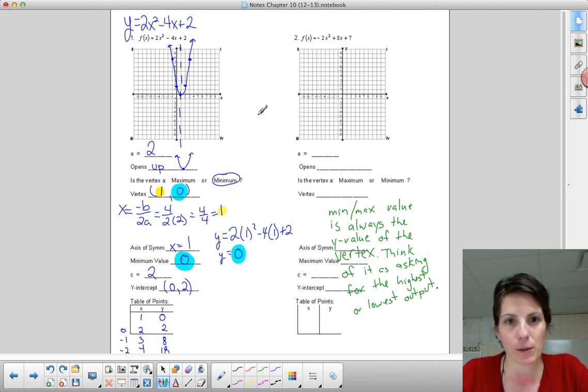I want to point out a couple of things that we said in class. Remember that we said that this minimum value is always the y value of the vertex, and we can think of it as asking for the highest or the lowest output. Remember that in your table of points, you should start with your vertex, and you only need to list one of these ordered pairs. I will never mark it wrong if you list them both. So remember that you could have either of these reflection points when you graph that.